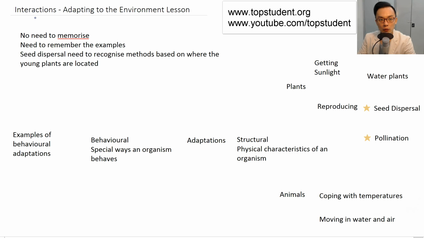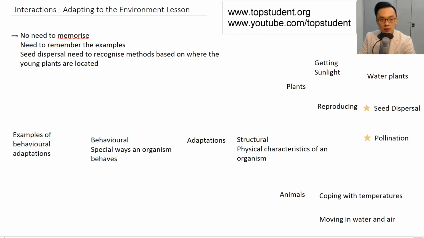Hi, in this lesson, we're going to go through interactions adapting to the environment. This is the lesson. So I'm going to go through the mind map of adaptations first, because it's a huge topic, an absolutely huge topic, and I want you to have an understanding of what adaptations will cover. And then at the end of the lesson, we will come back to this mind map, and then you will know the information better.